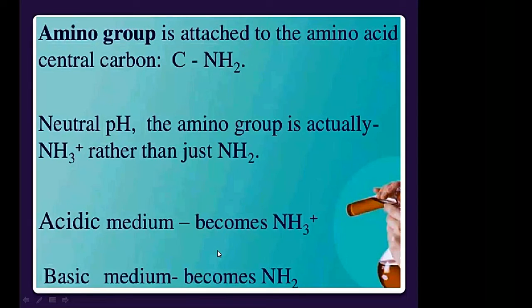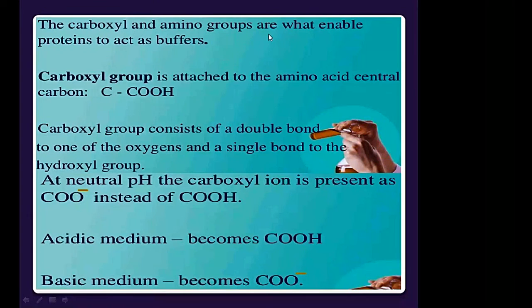So this amino group is attached to the amino acid central carbon, C NH2. At neutral pH, what will happen? The amino group is actually NH3 plus, always in the NH3 plus position rather than in the NH2 position. In acidic medium, this becomes NH3 plus. In the basic medium, it will become NH2. So the carboxyl and amino groups are what enable proteins to act as buffer systems.